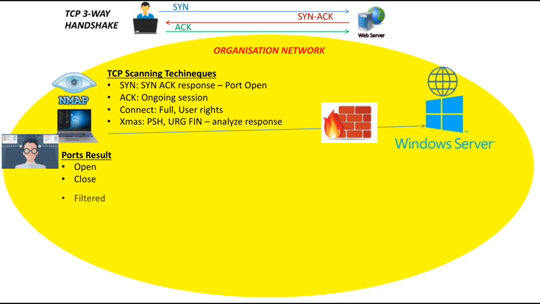So if the port result indicates that the port is filtered, it means that the port is not allowed on the host firewall, and moreover we cannot make out whether the service is running on the server or not.